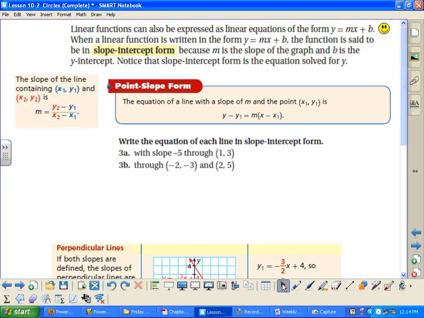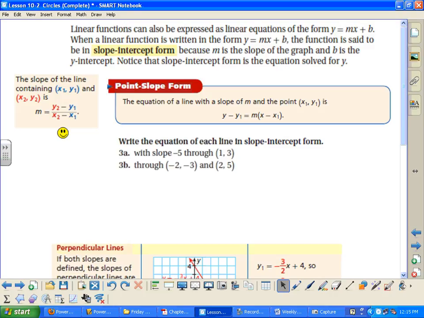And we knew that m is our slope and b is the y-intercept. And then we talked about also using point-slope form to find the equation of a line. So if we know the slope of a line and a point on the line, we can use the point-slope form to find the equation of the line. I've also written over here a reminder of the formula for slope.